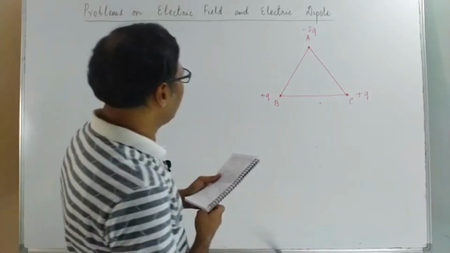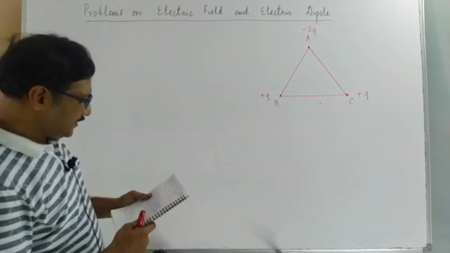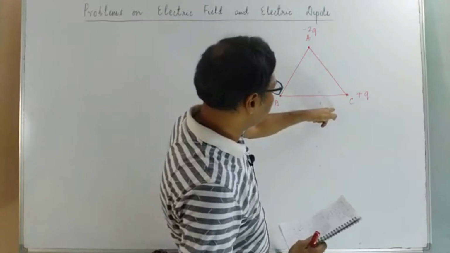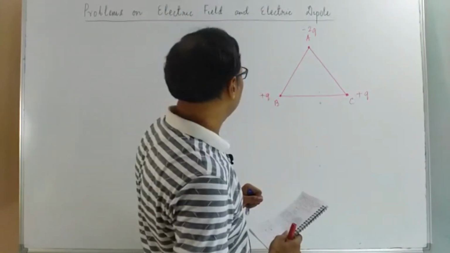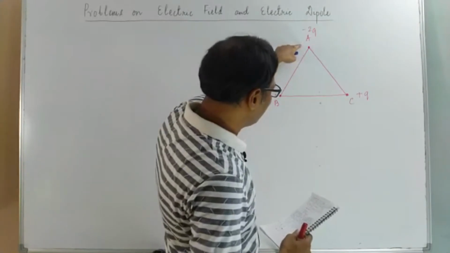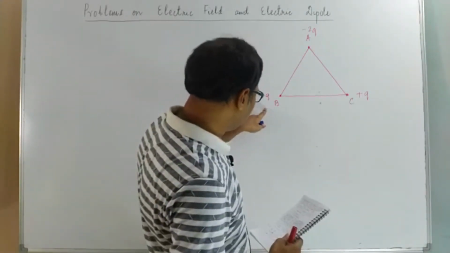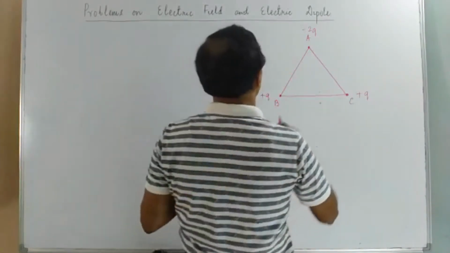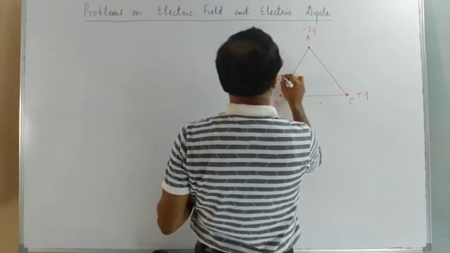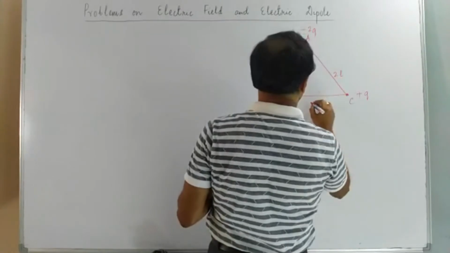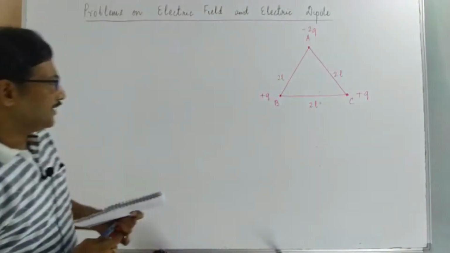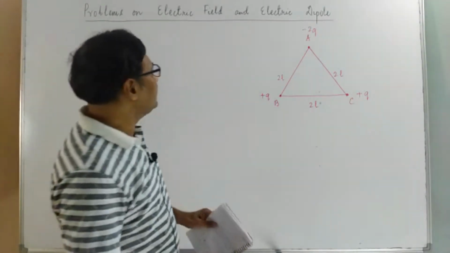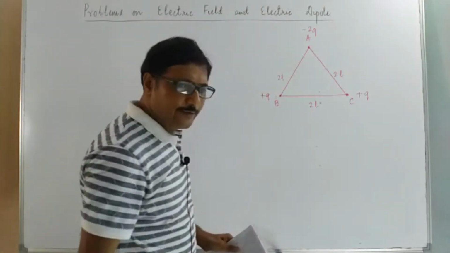Okay, so I have drawn this diagram. You can see that I have considered three charges at three vertices of an equilateral triangle. At point A, I have considered minus 2q charge. At point B, I have considered plus q charge. And at point C, I have considered plus q charge. The length of each side of this equilateral triangle is twice L. Now you need to find out the equivalent dipole moment for this arrangement.